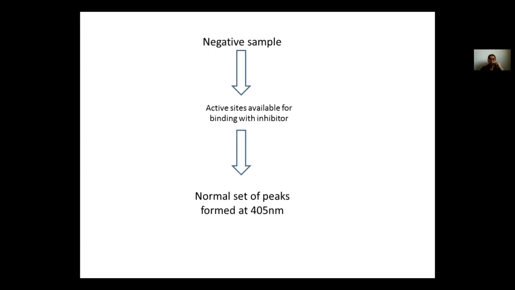But if a person is negative, that means he does not contain the spike proteins bound to the active sites, as there is no virus present. So active sites will be available for the binding with the inhibitor, and the normal set of peaks will be formed at 405 nanometer. This method is very efficient and effective.